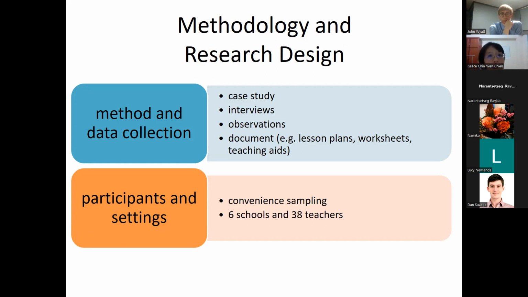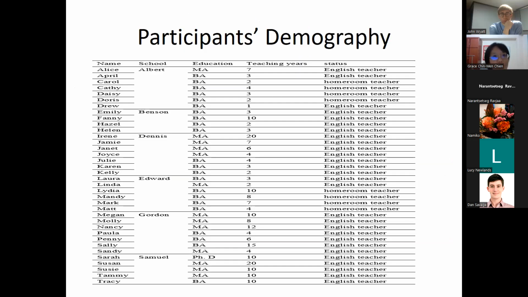So those schools were selected based on my convenience sampling, because I was asked to be the curriculum advisor for these schools. So these are the school information: Albert school, Benson school, Jenny school, Edgeworth school, Alden school, Samuel school. Those are pseudonyms. In some schools, the English teacher works with the homeroom teachers. For some schools, you can see only English teachers design and implement CLIL lessons.